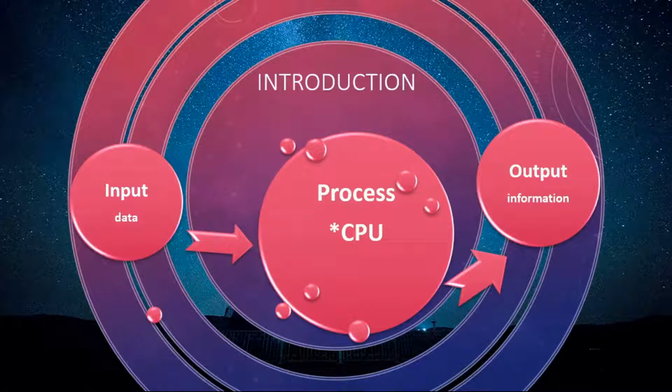So we collect the data, then we input it into the computer as input data. In the computer, we have the brain, what we call the CPU, or the central processing unit, that does the processing of the data. So the data will be processed into information. Once the data is processed and becomes information, then we can understand it.